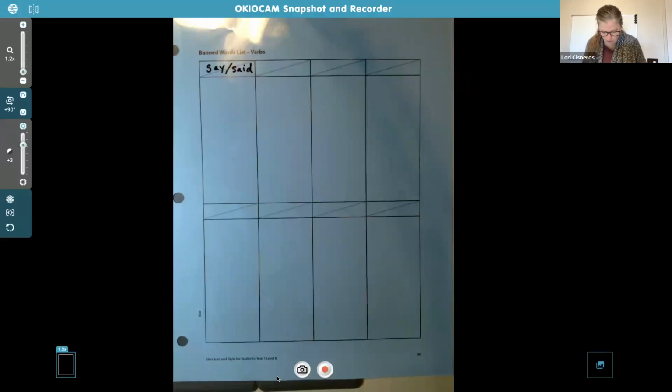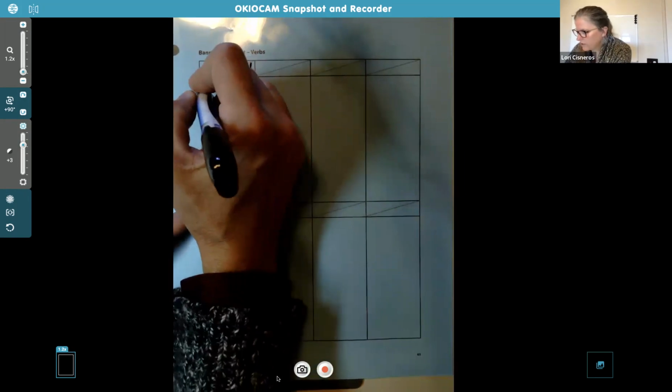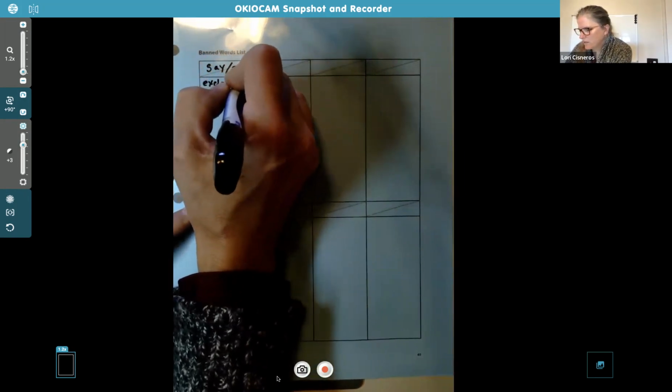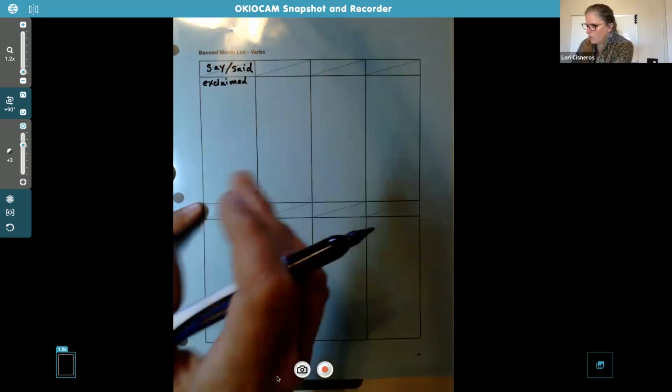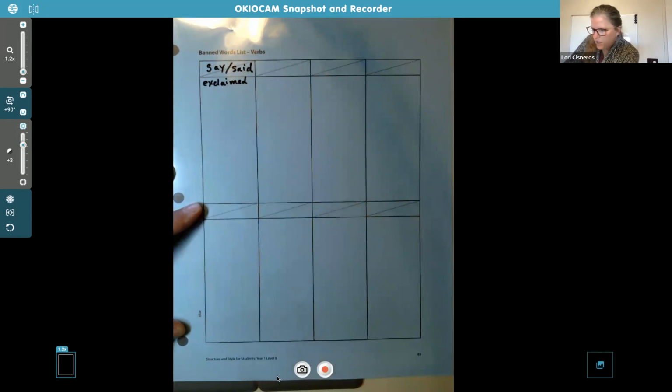For instance, we could say exclaimed. And you're going to write kind of small because we're going to make a pretty big list here. So don't go crazy on your handwriting. Just try to keep it minimal if you can. Exclaimed is one. Now I want to open it up to you guys. If you think of a word you could use in place of say or said, go ahead and unmute and tell us. We're just going to make a master list here.